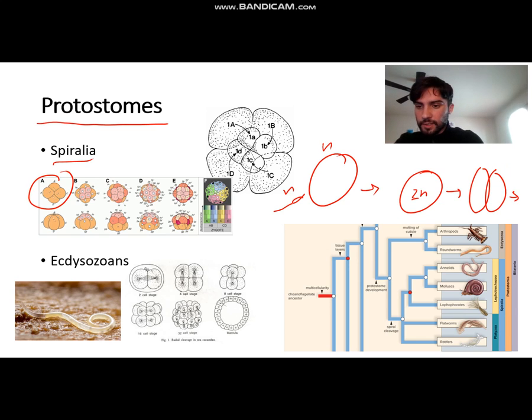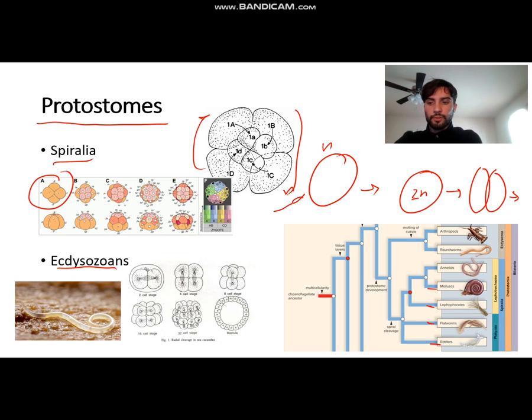So 4 cells. And Spiralia, they have this way that the cells divide and they move as a spiral, as it's depicted here. So those are spiralians, and they include the annelids, mollusks, lophophorates, flatworms, and rotifers.